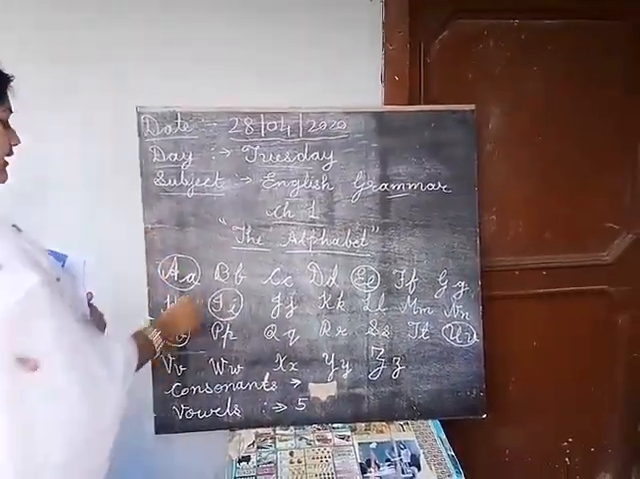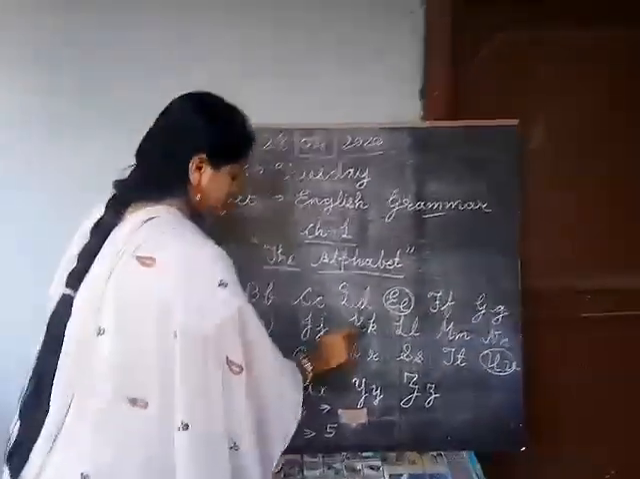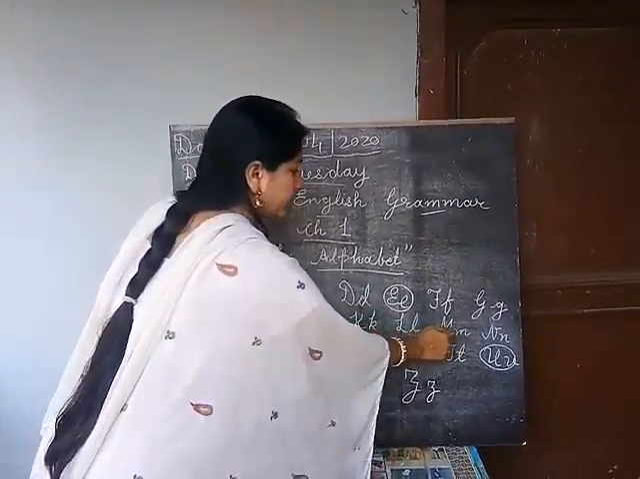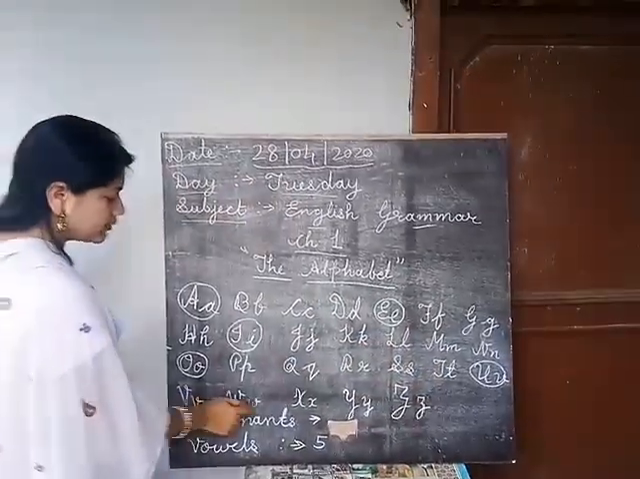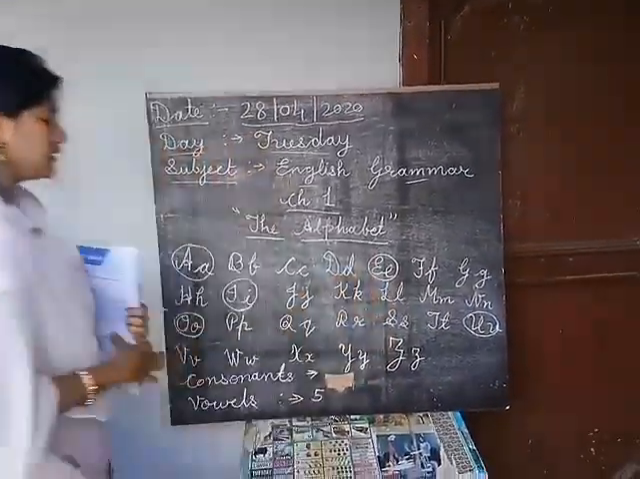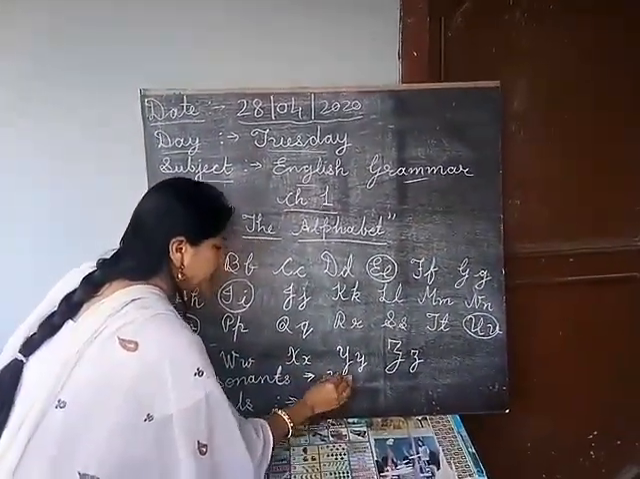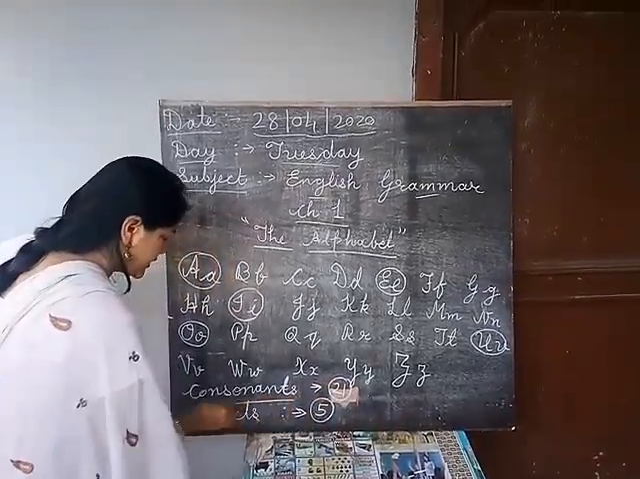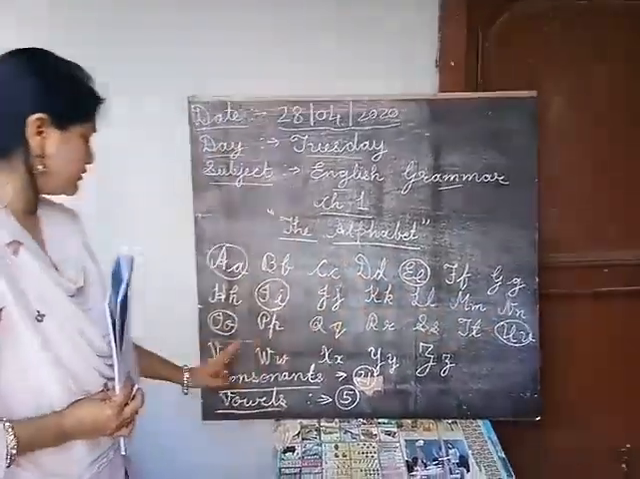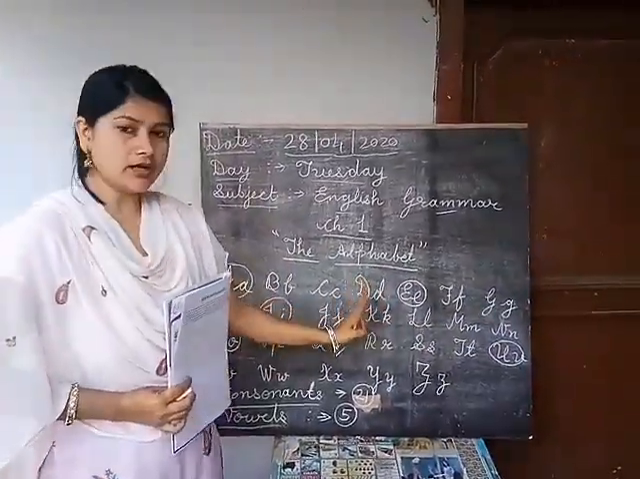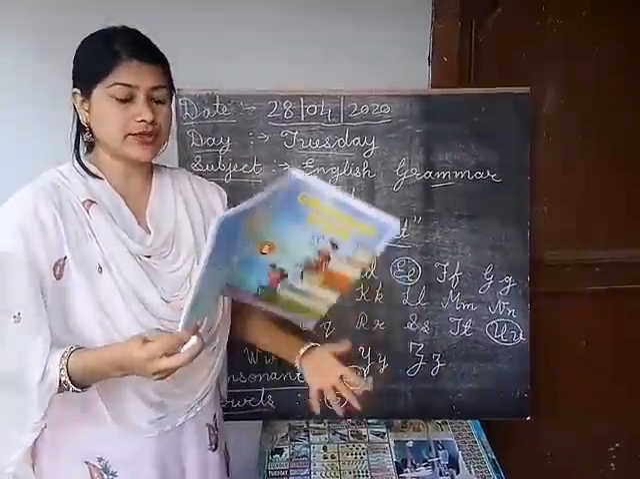Now how many consonants are there? B, C, D, F, G, H, J, K, L, M, N, P, Q, R, S, T, V, W, X, Y, and Z. These 21 letters are called consonants. Except these five vowels, the rest are consonants. So now we know which are the consonants and which are the vowels.